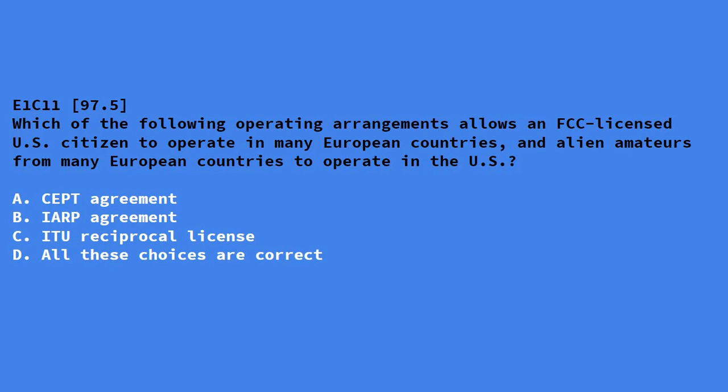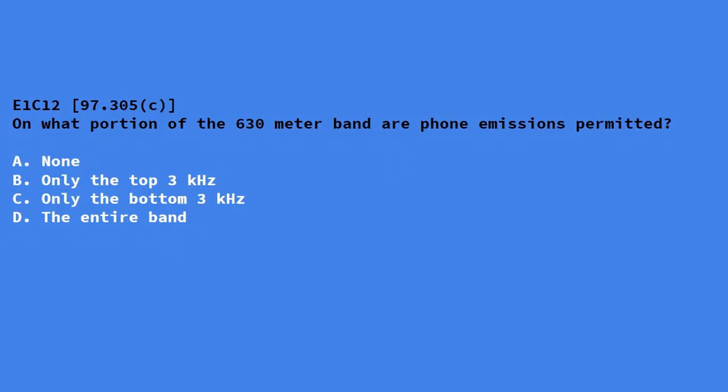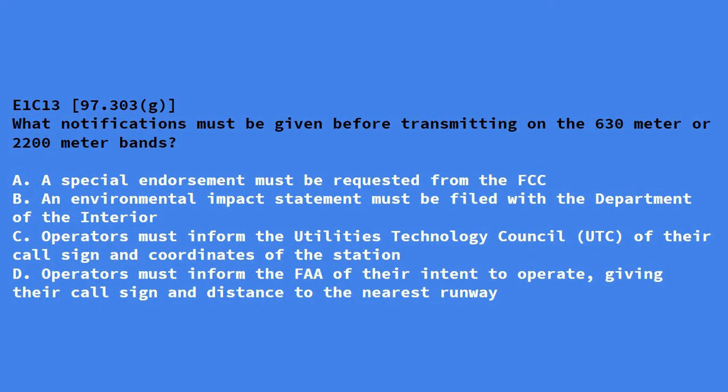E1C11, which of the following operating arrangements allow an FCC licensed U.S. citizen to operate in many European countries and alien amateurs from many European countries to operate in the U.S.? Correct answer is CEPT agreement. E1C12, what portion of the 630 meter band are phone emissions permitted? The correct answer is the entire band.